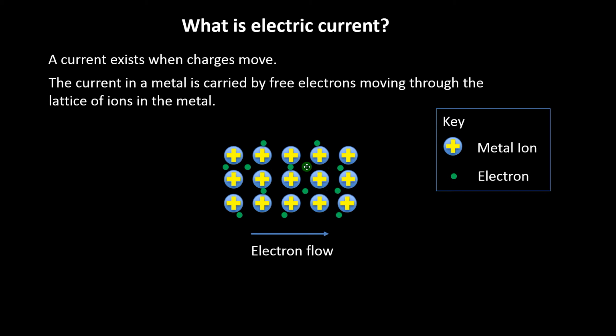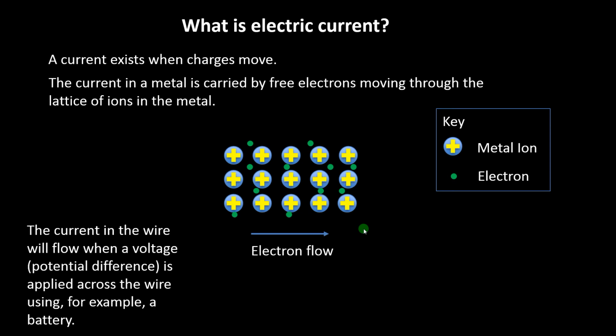and the most common example of this is when electrons move in wires. And what happens there is the wire is made up of a series of these metal ions in a regular array called a lattice, and the electrons move through this lattice, and you can see the direction of electron flow indicated by this arrow.